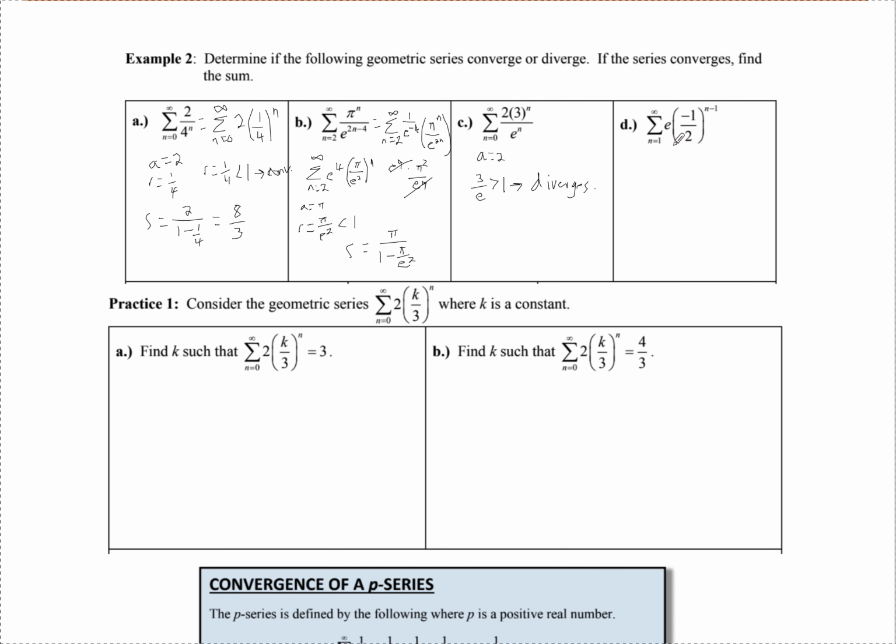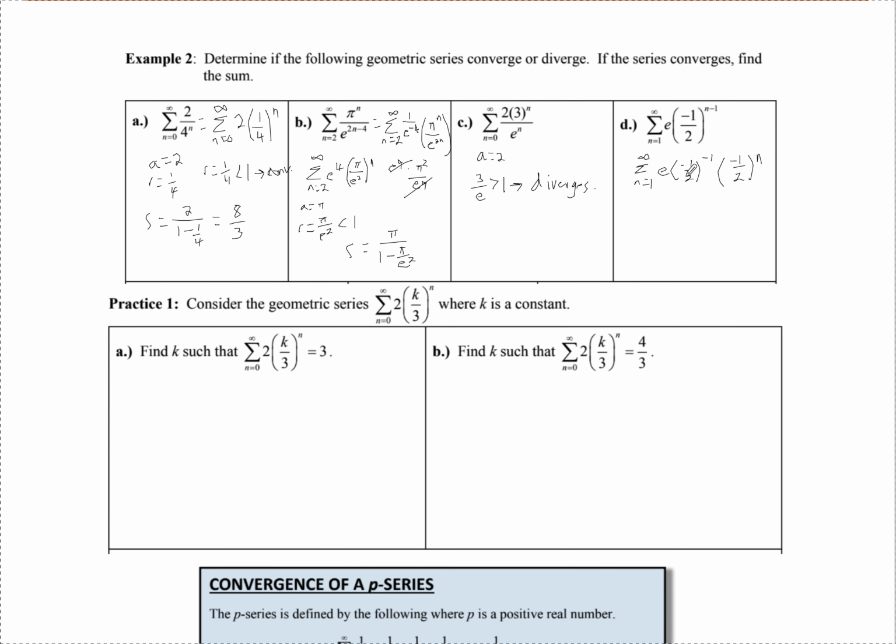Right. What about this guy over here? Interesting. Let's go ahead and do a little rearranging of this. I could take out the negative 1 in here, so I can say that this is the sum n equals 1. If I take out the negative 1, that'll be e times negative 1/2 to the negative 1 times negative half to the n, which will still be there.